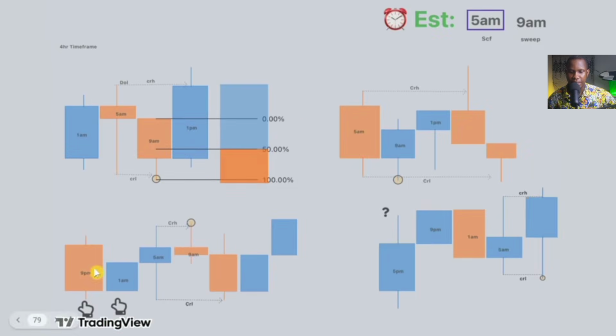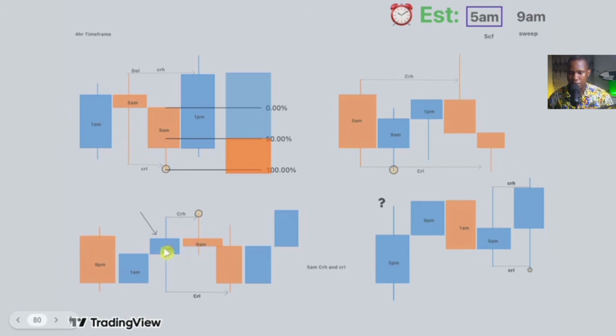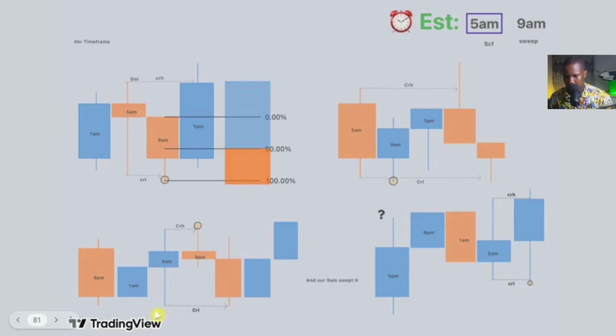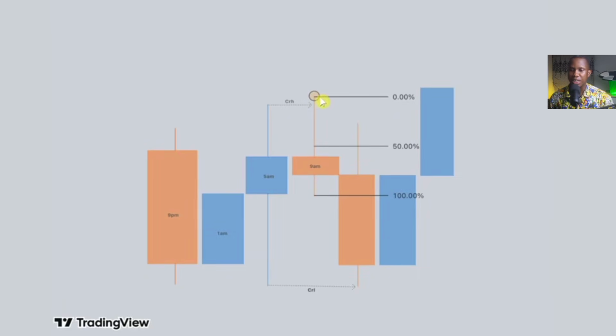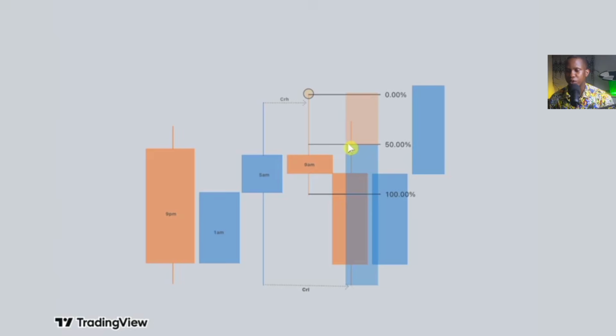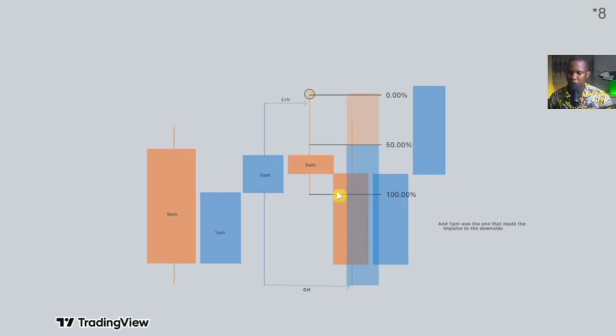So guys, for this example, this is our 9 p.m. candle, our 1 a.m. candle, and this is our 5 a.m. candle, which is also our one candle range low, candle range high, and it was our 9 a.m. candle that swept it. We mark out our Fibonacci from the high to the low and get our 50% level. We make our entry here, stop loss above here, and we sell to this candle range low, and it was our 1 p.m. candle that delivered price to our take profit level, guys.